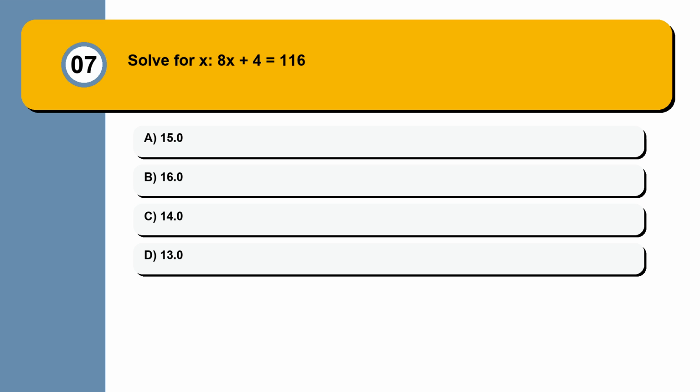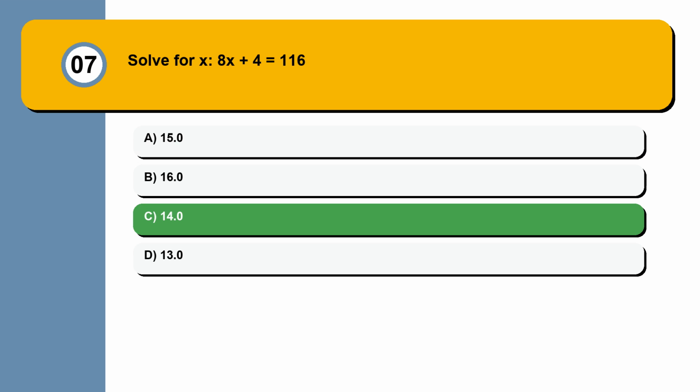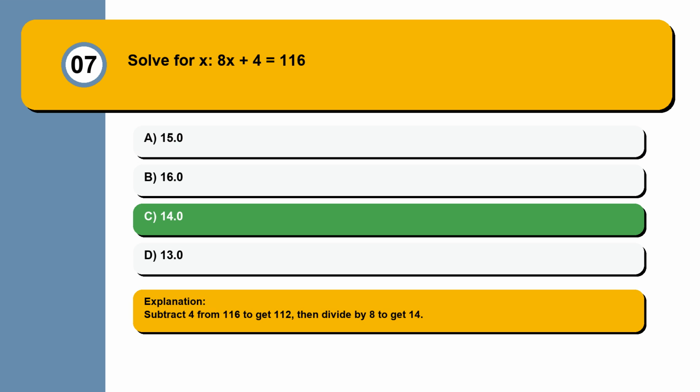Question 7. Solve for x. 8x plus 4 equals 116. 15, 16, 14, 13. Subtract 4 from 116 to get 112, then divide by 8 to get 14.